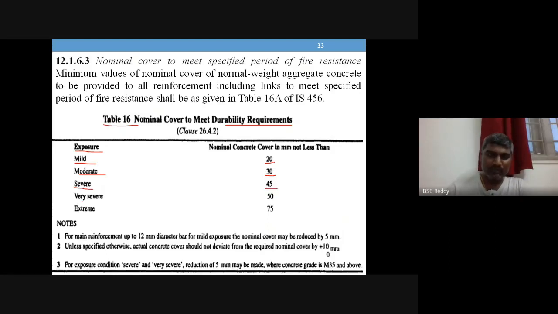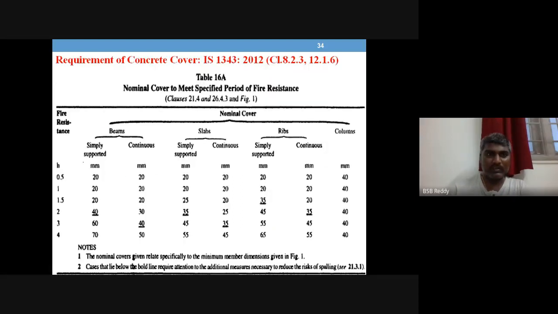If it is severe, 45 mm; provide very severe, 50 mm cover; and if it is extreme conditions, provide 75 mm cover at least. Okay, so this is the requirement of clear covers to meet the durability requirements. And for fire resistance, Table 16A will provide you the information. So that we will see here.